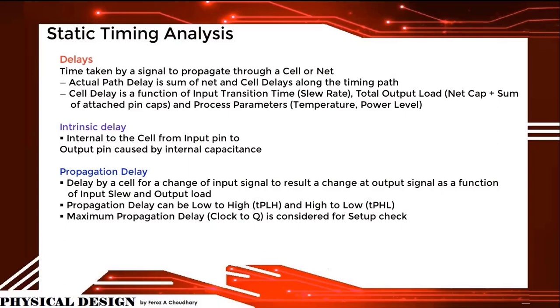Intrinsic delay, internal to the cell from input pin to output pin caused by internal capacitance. Propagation delay, delay by a cell for a change of input signal to result in a change at output signal as a function of input slew and output load. Propagation delay can be low to high and high to low. Maximum propagation delay, that is clock to Q, is considered for setup check.